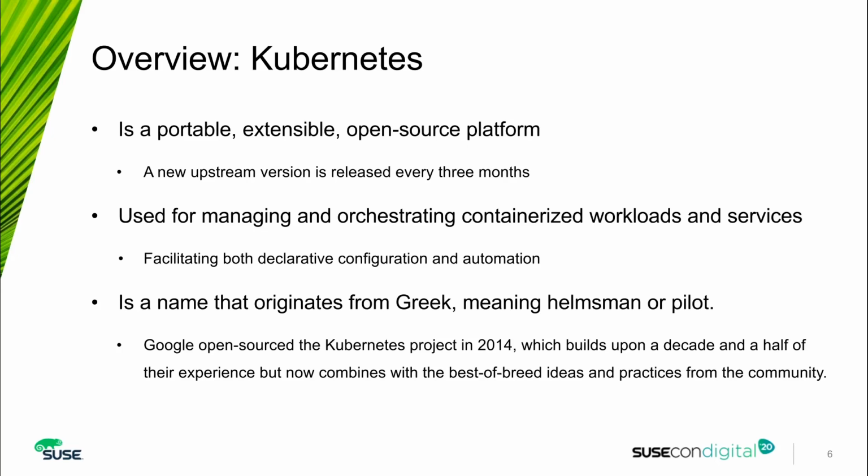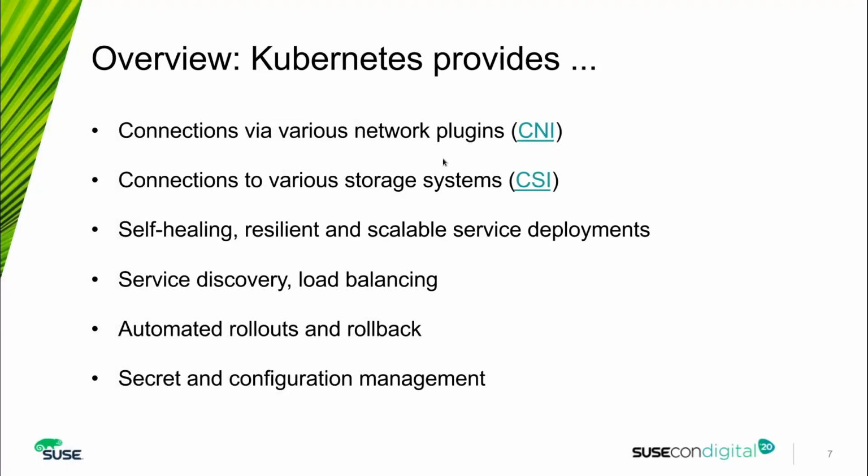Okay, let's go on to the next slide. So what does it provide underneath the covers? These are very important features that it provides. There are choices of various network plugins in the CNI, container network interface, and that's a link and you can follow it. So there are different ways of doing networking, not only on the infrastructure itself, but within that infrastructure of all of those microservices that are running.